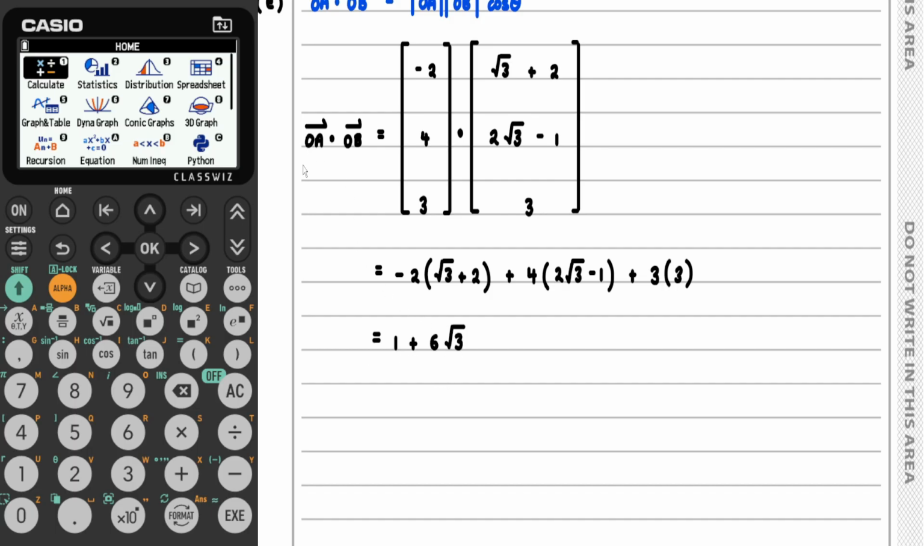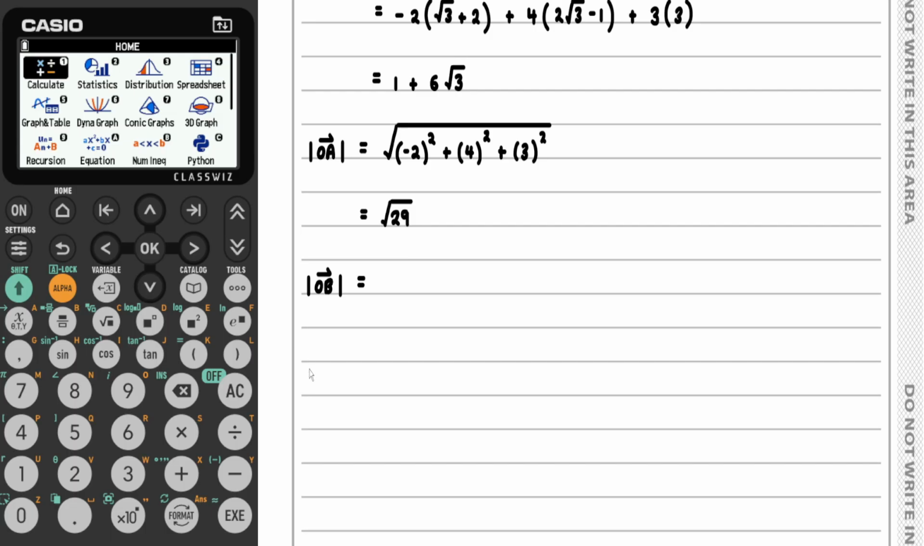We now need to work out the magnitude of OA and OB. So the magnitude of OA is equal to the square root of negative 2 squared plus 4 squared plus 3 squared, and that's equal to root 29.